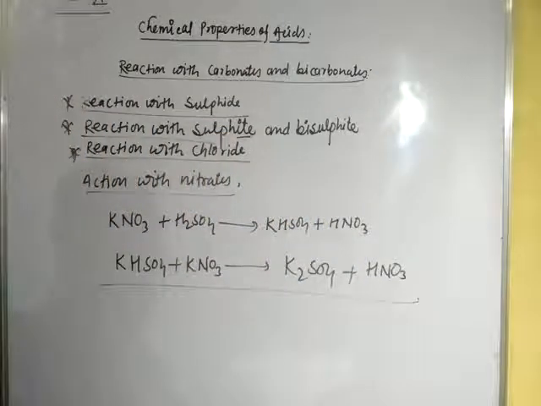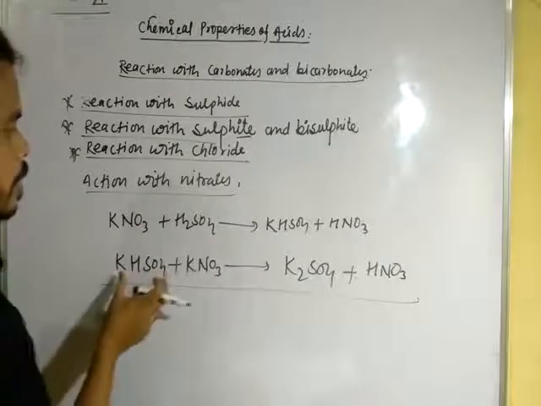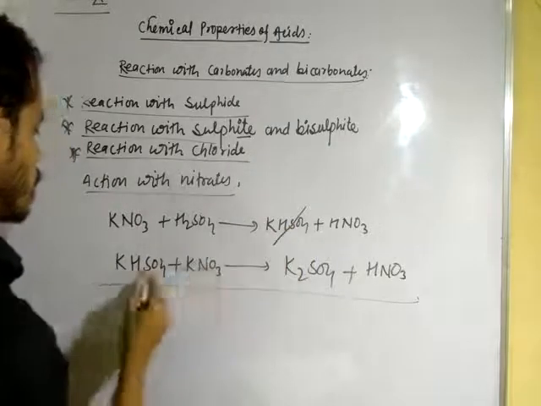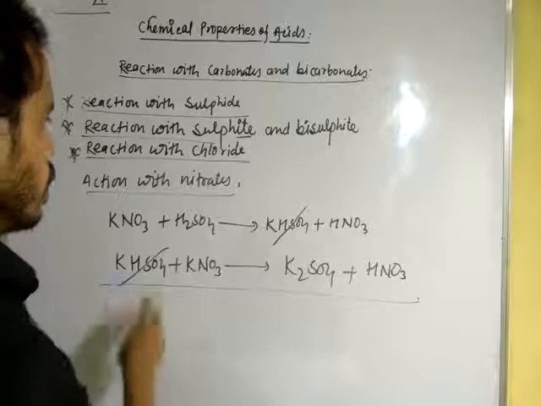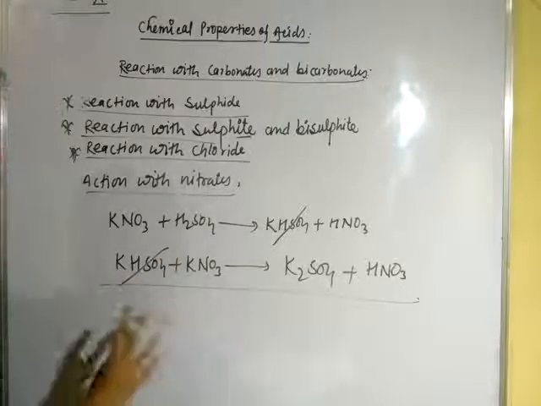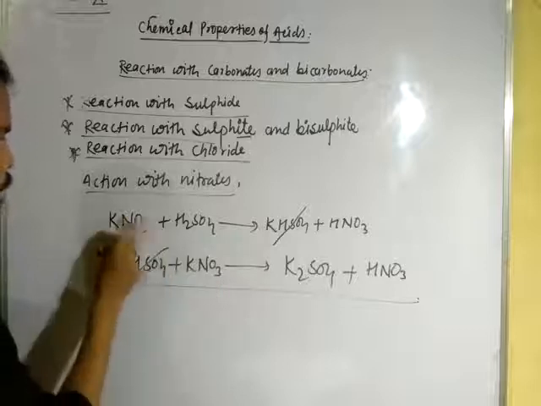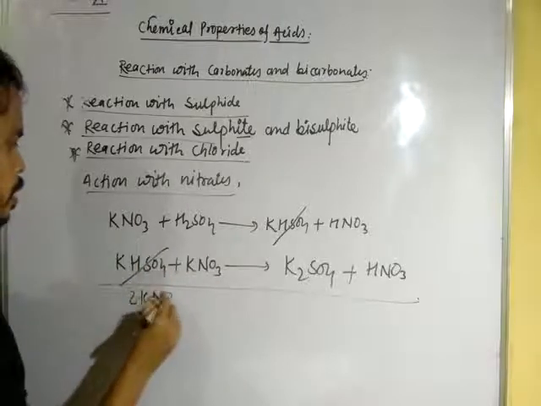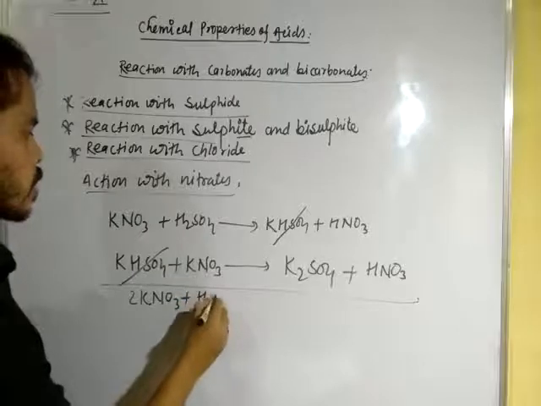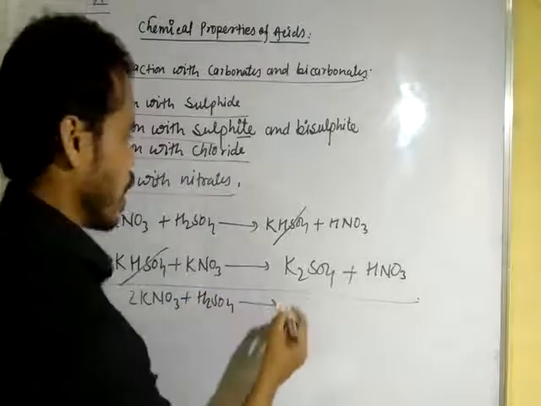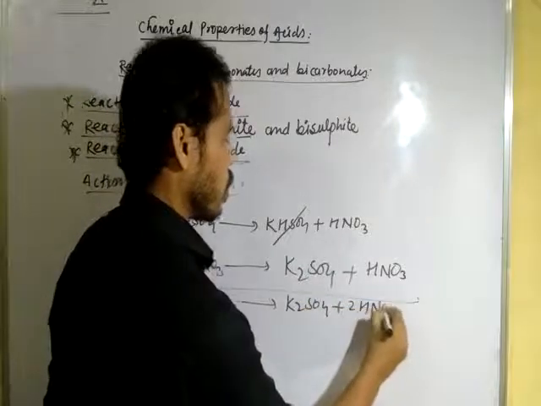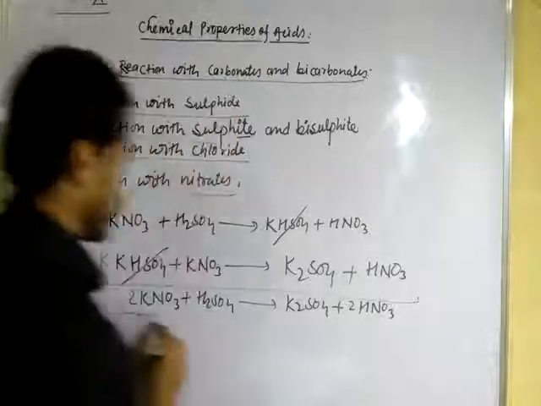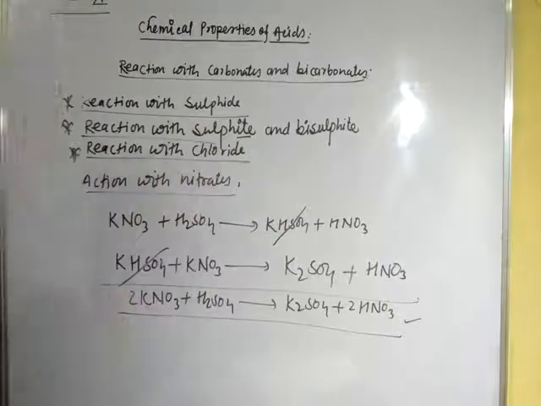And cancel the species which are common on both sides. You are watching potassium bisulfate on this side and potassium bisulfate on this side. Cancel potassium bisulfate on both sides. So here two molecules of potassium nitrate and one molecule of H2SO4, when treated, form K2SO4 and two HNO3. Okay, these are the reactions.